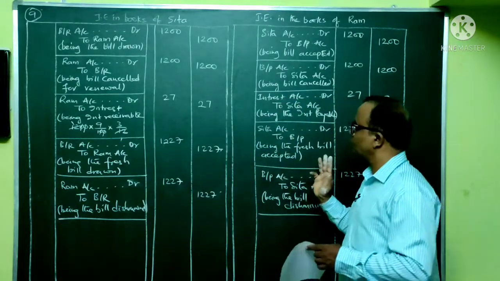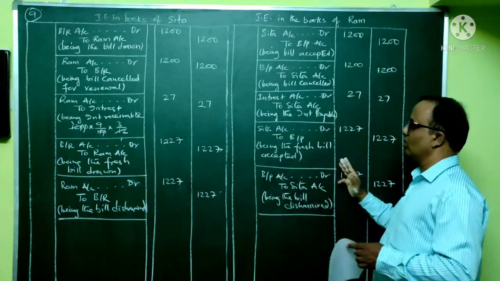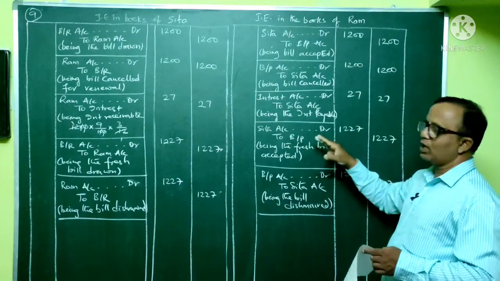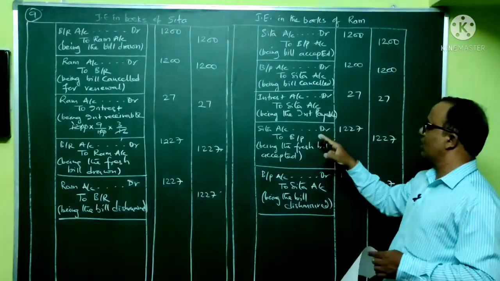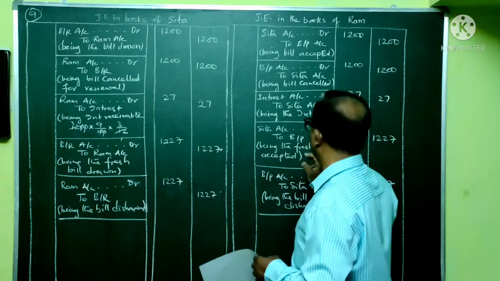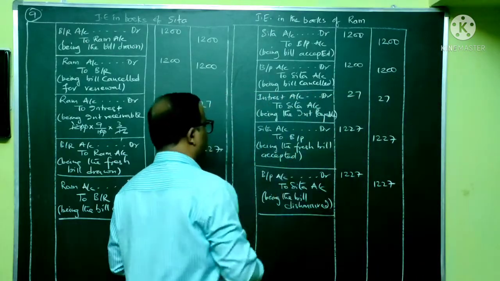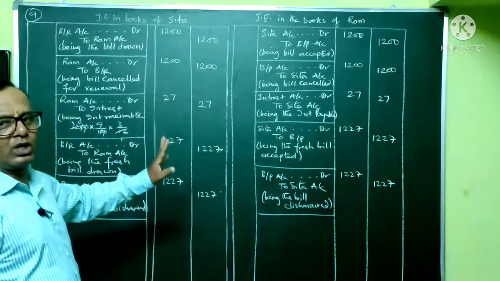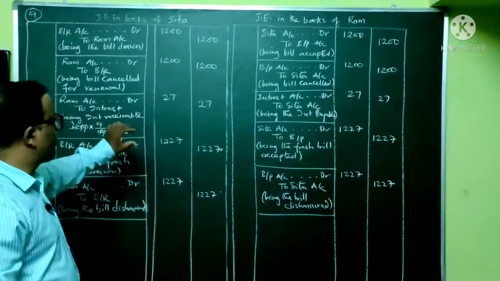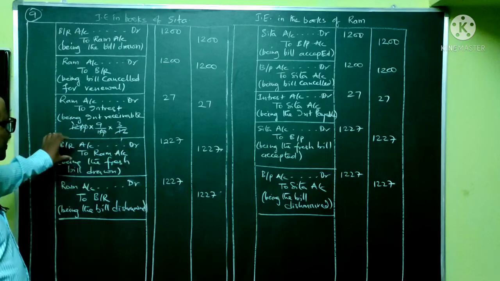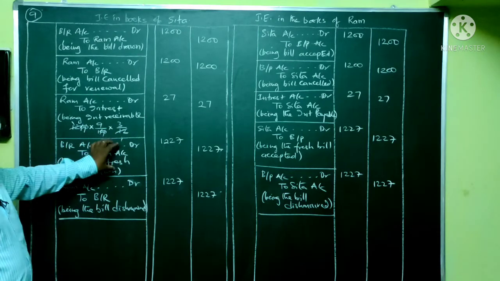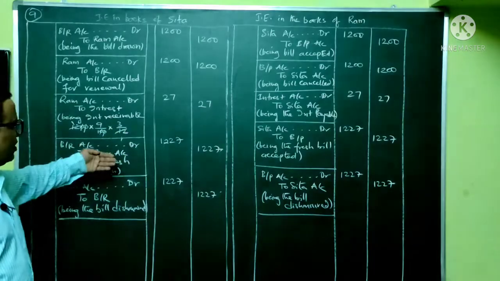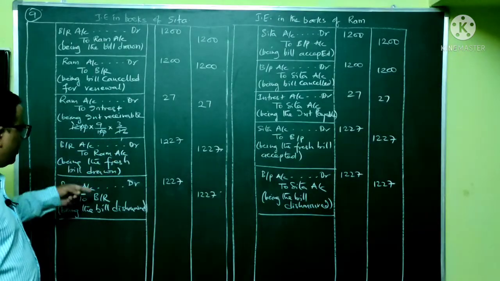In the books of Ram, if you observe, he has accepted the bill drawn on him by Sita. So he is going to write Sita Account Dr. to Bills Payable with the same amount, 1227 rupees. Then again, what happened on the due date, this particular bill is also dishonored. Now here once again, think about what the drawer has done with this bill. Nothing is said in the problem. That means the bill is retained with the drawer only. So at that time once again you are supposed to reverse this entry for dishonor.